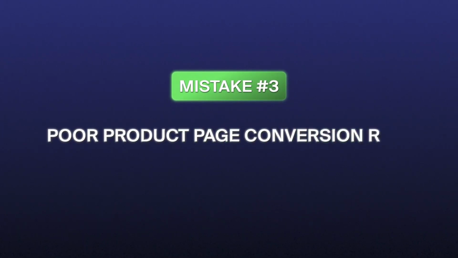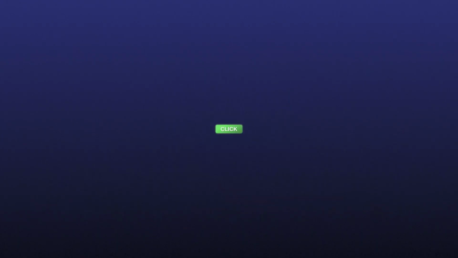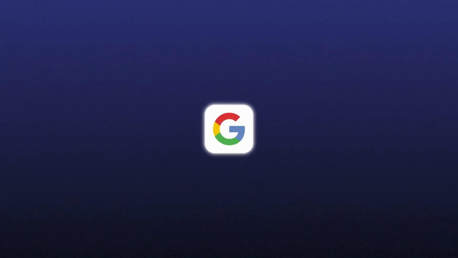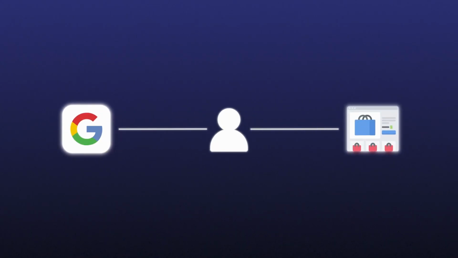All right, let's continue with mistake number 3. Mistake number 3 is a poor product page conversion rate. You need to picture this. We are buying a click from Google that drives a visitor to your product page, right? And on the product page, they need to be converted from a visitor into a paying client.